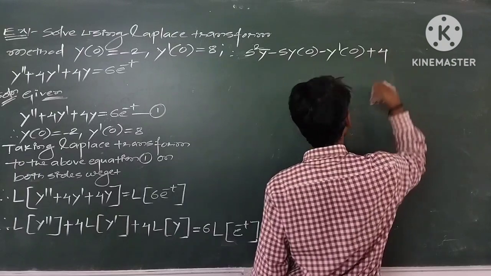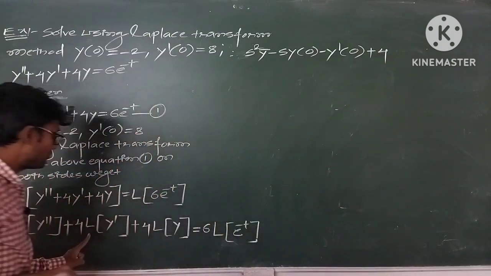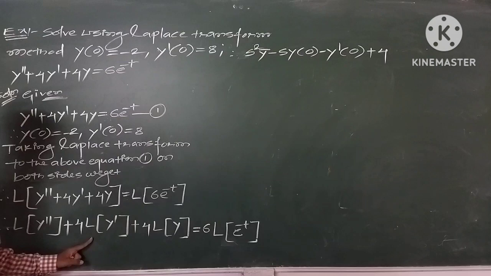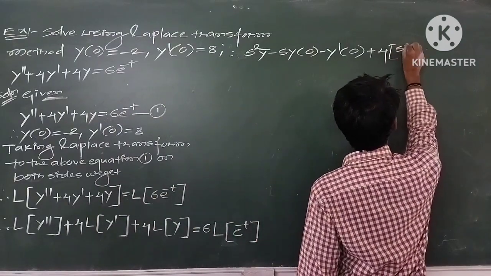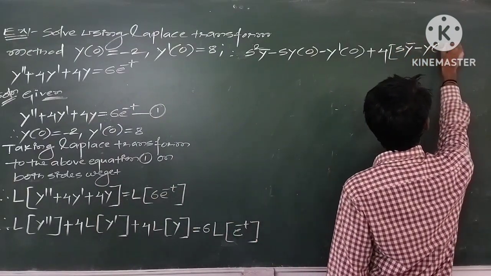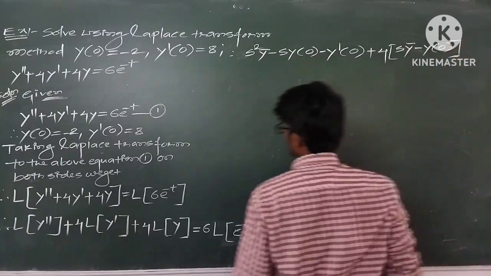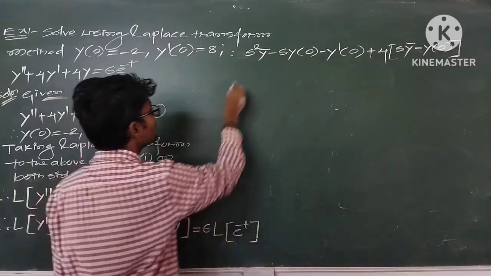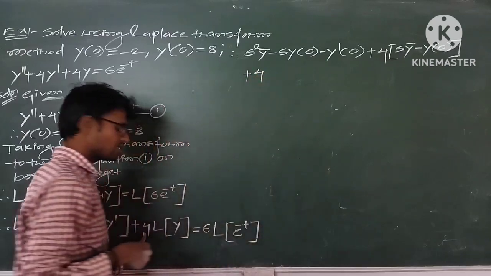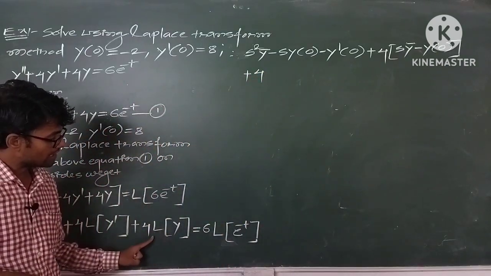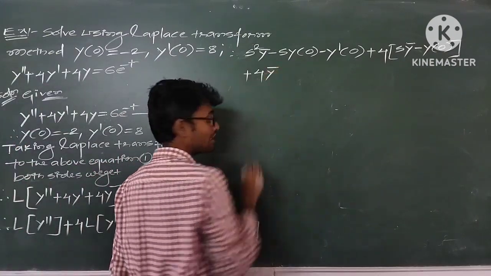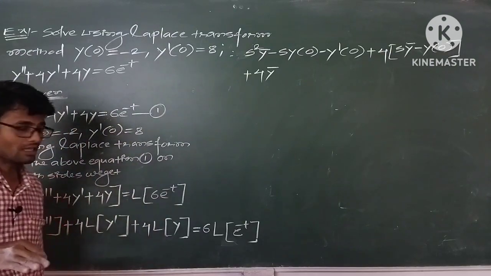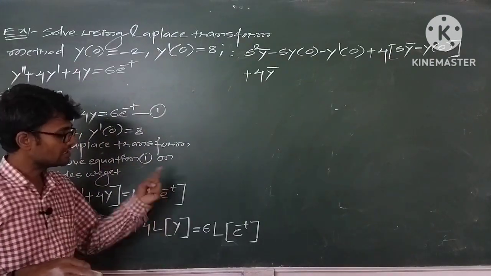Plus 4, constant, you write as it is, Laplace transform of y dash, the Laplace transform of first order derivative. So Laplace transform of y dash I will write s y bar minus y of 0. After that we are having plus 4 Laplace transform of y. So Laplace transform of y is simply y bar. You already know y bar is equal to Laplace transform of y, right?